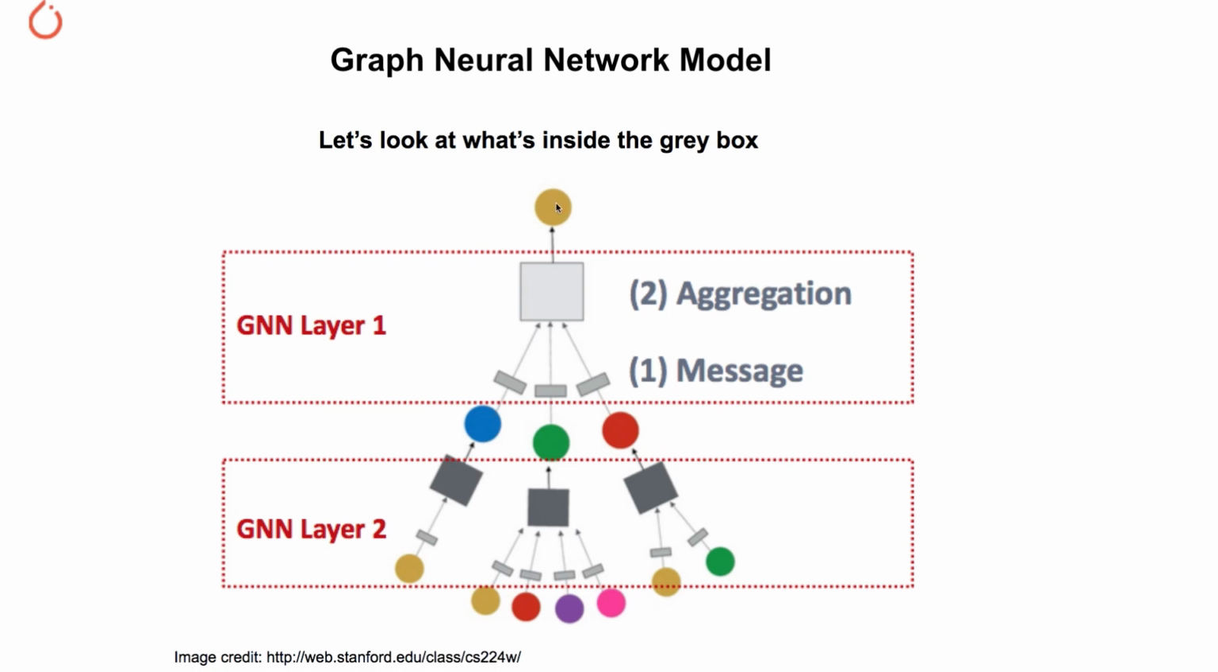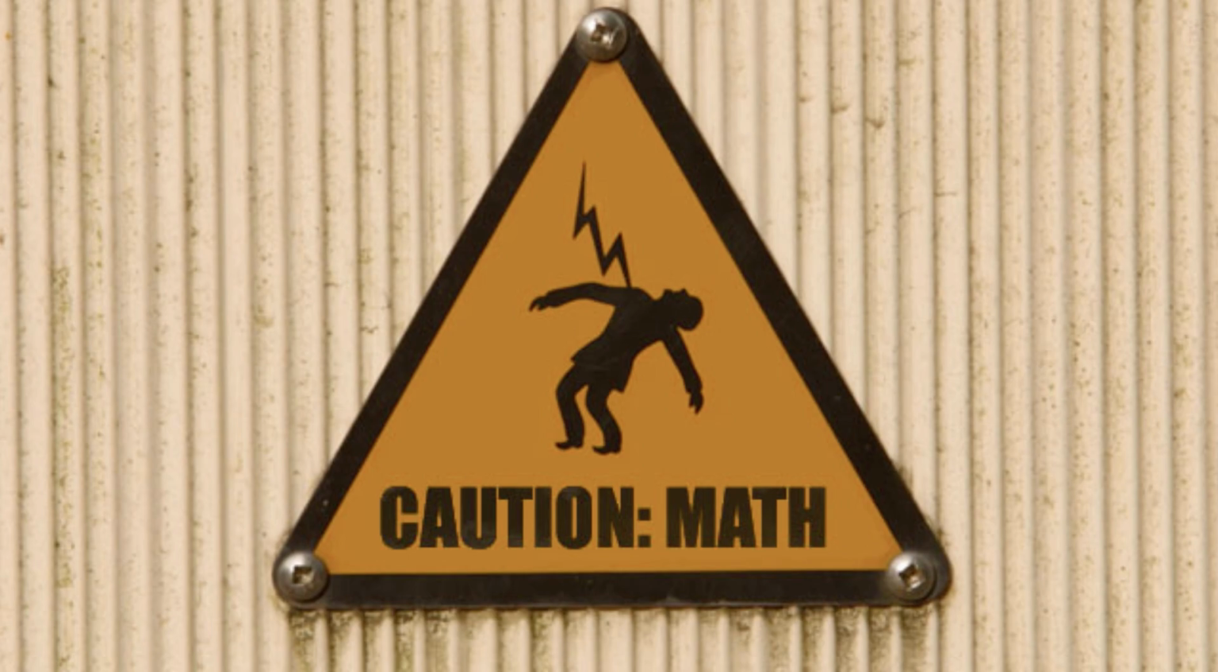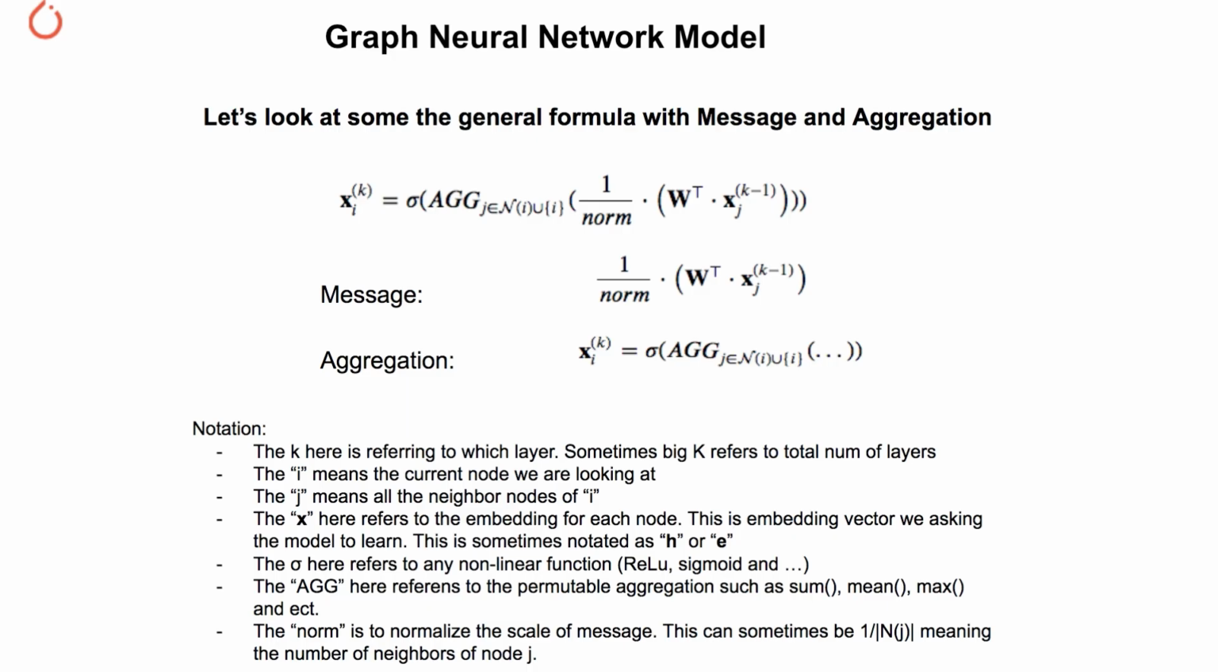So this is all nice and neat, but what's the mathematical formula of this? The following section is going to be very math heavy, so just a quick heads up. Ready? All right. This is the general formula of message passing and aggregation, of how we compute embedding.